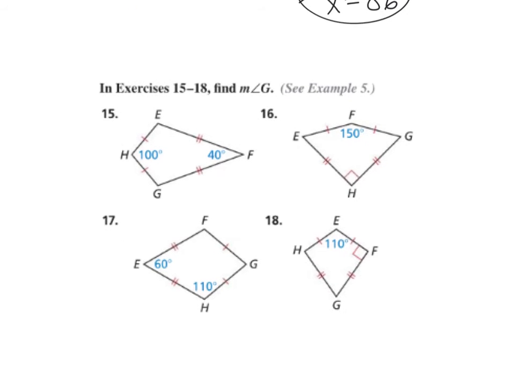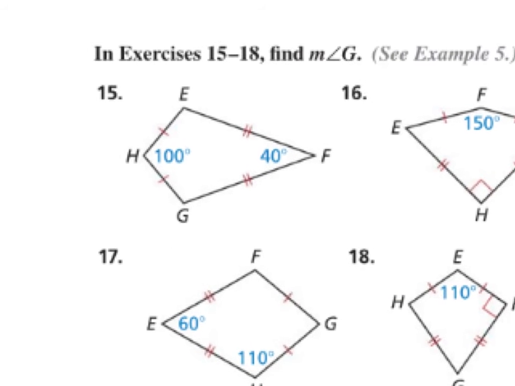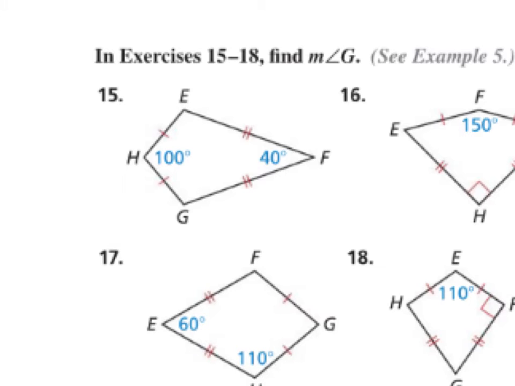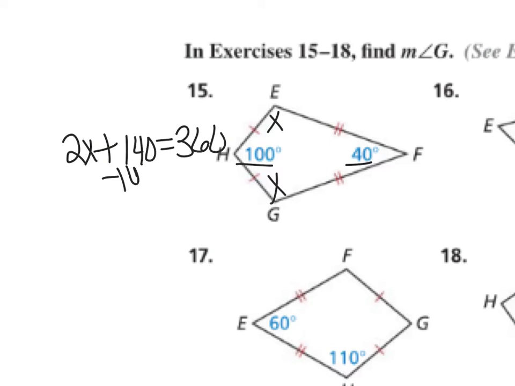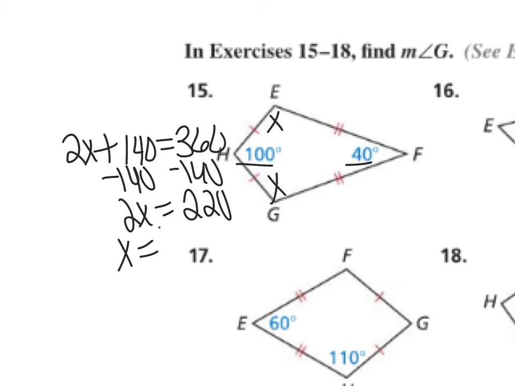Okay, so now we have some practice problems down here, similar to what you just did up there. They are all kites, it looks like. So let's do one at a time. We know that G and E are going to be congruent to each other because those are the opposite angles that are congruent. So we could say x plus x is 2x, plus 100 plus 40 is 140. It's a quadrilateral, so it's going to equal 360. If we subtract 140, again this is just the basic algebra part, we get that x equals 110.